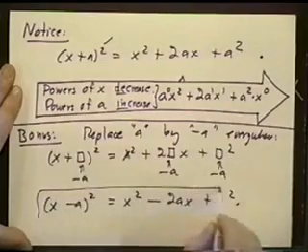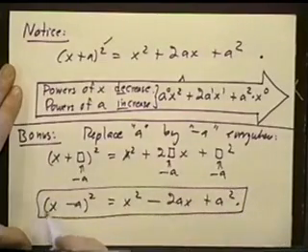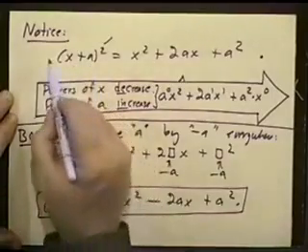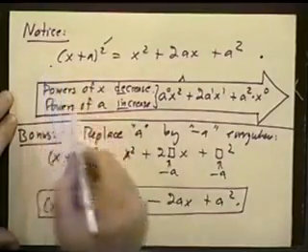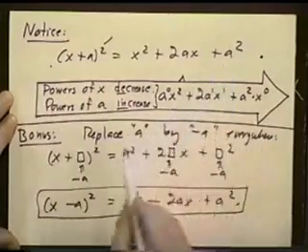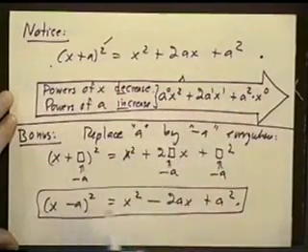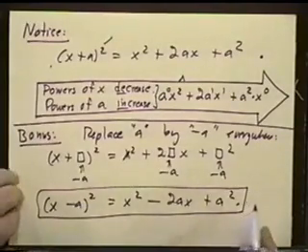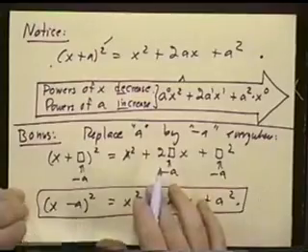And lo and behold, you have another identity. This one came free. If you started with the original one, which was boxed on the other page, and you replace a everywhere by minus a, you get a new one. So you don't have to memorize 2 different identities. You get one. And then the other one, you know how to get it. All right, good. Well, if that works for squares, it should also work for cubes.